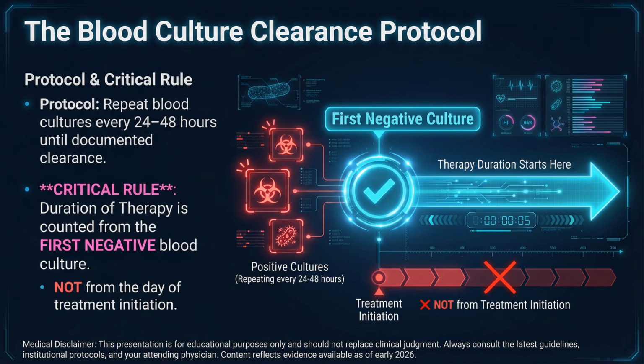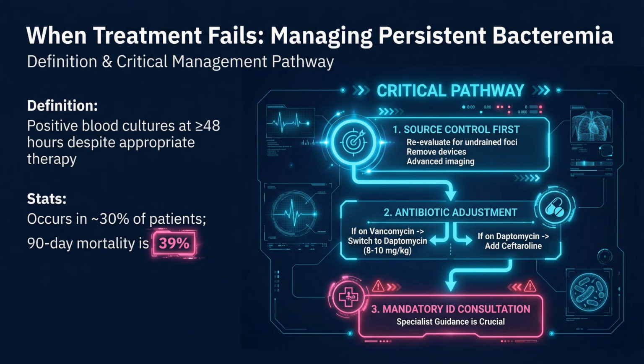This is a common point of confusion, and getting it right is essential for ensuring patients receive an adequate course of therapy. What do you do when your initial treatment fails? We define persistent bacteremia as positive blood cultures at 48 hours or more after starting appropriate therapy. This is unfortunately common, occurring in about 30% of patients, and it carries a grim prognosis with a 90-day mortality of 39%. Here is your step-by-step approach.